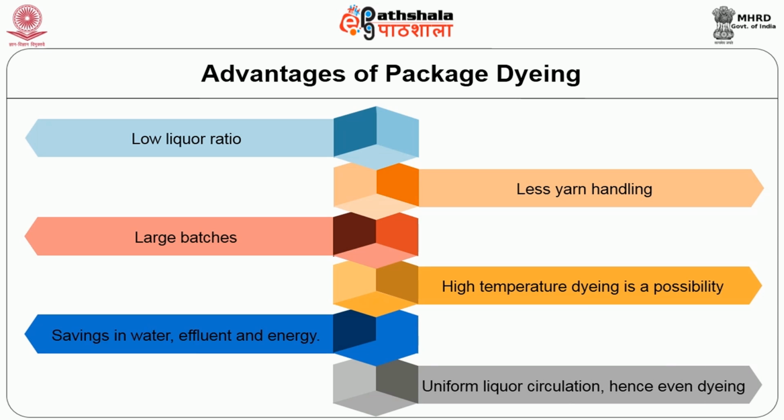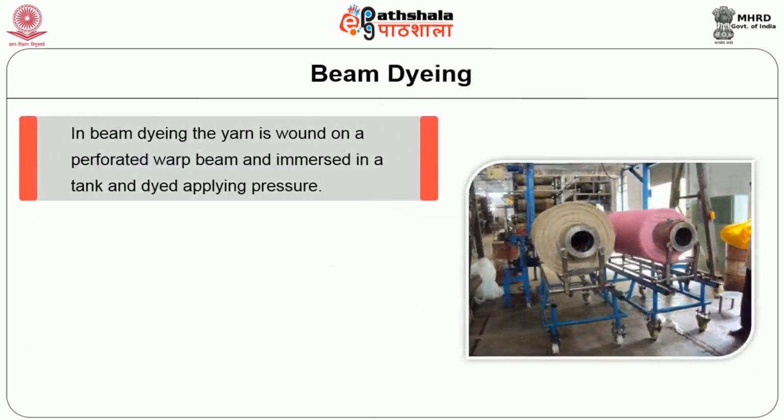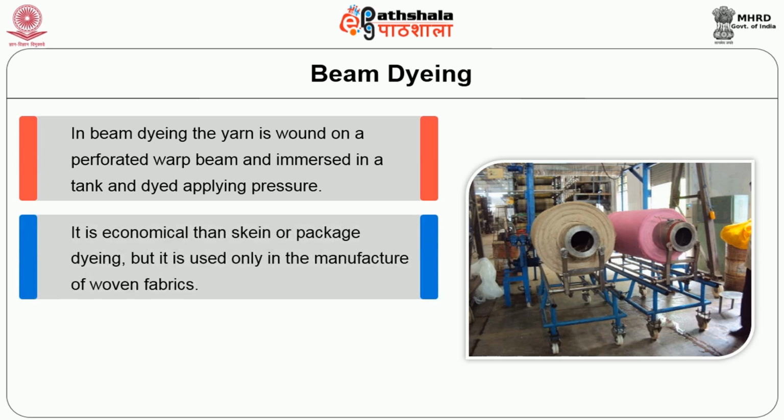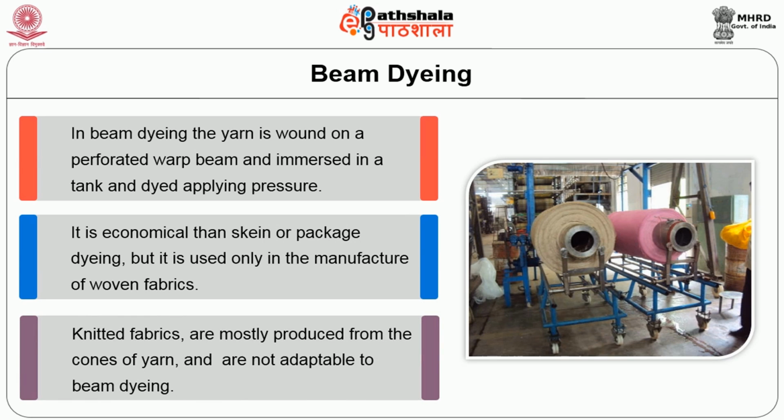Beam dyeing: in beam dyeing, the yarn is wound on a perforated warp beam, immersed in a tank and dyed applying pressure. It is more economical than skein or package dyeing, but it is used only in the manufacture of woven fabrics, because knitted fabrics are mostly produced from the cones of yarn and are not adaptable to beam dyeing.